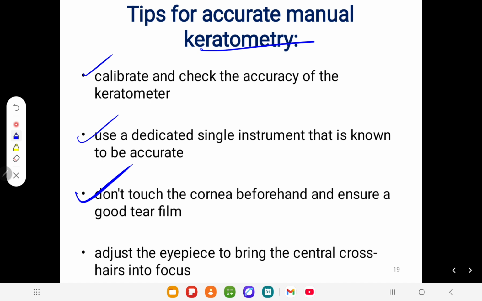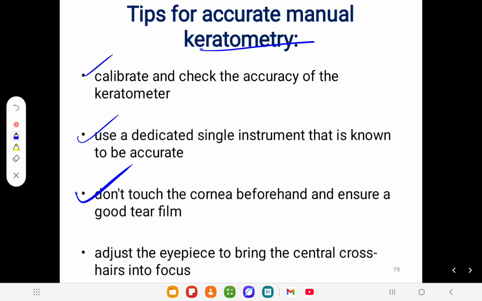That's crucial. When I was in the hospital, my students in first year, second year mistakenly touched the cornea with the probe and wanted to do keratometry again, and I always said just don't do this, because if you touch the cornea with the probe, then doing keratometry is very difficult, and its reliability decreases.